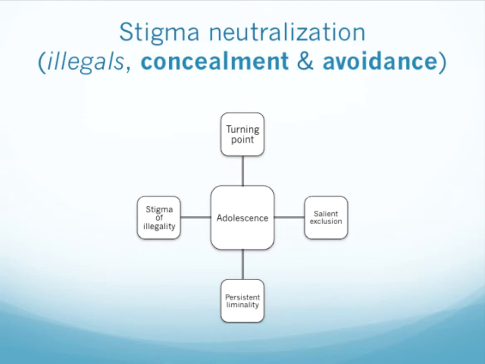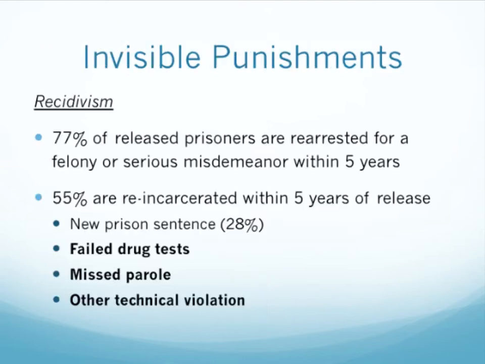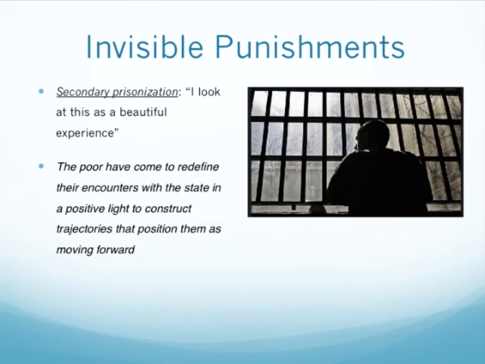Undocumented and ex-convict are forced to confront a world filled with invisible punishments and the pathways towards stigma neutralization. In fact, for the formerly incarcerated, technical parole violations are the #1 reason for returning to prison. For the family of the incarcerated, their outlook on daily suffering is marked by efforts to redefine their stigmatized self in a positive light, to construct trajectories that position them as moving forward.